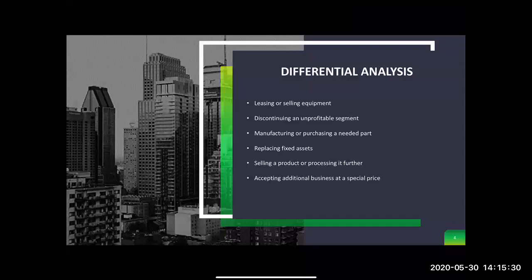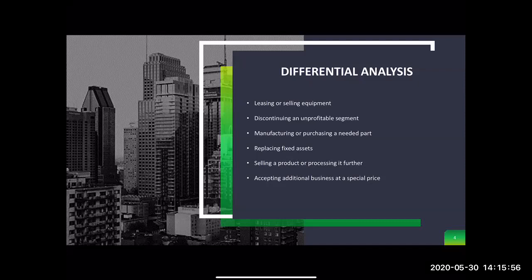So here we are again, starting with differential analysis. And as mentioned in a prior video, we're going to be looking at examples of all of these where we, as a business, are trying to decide between the two alternatives. And not just making a decision, but looking at the financial impact of our decisions, okay? All right, so the first one we have on docket is leasing or selling equipment.